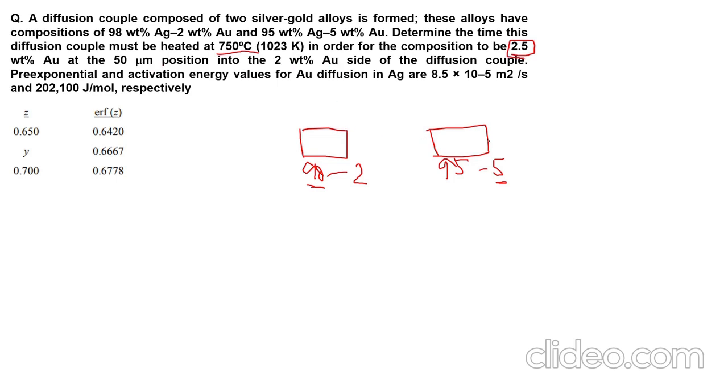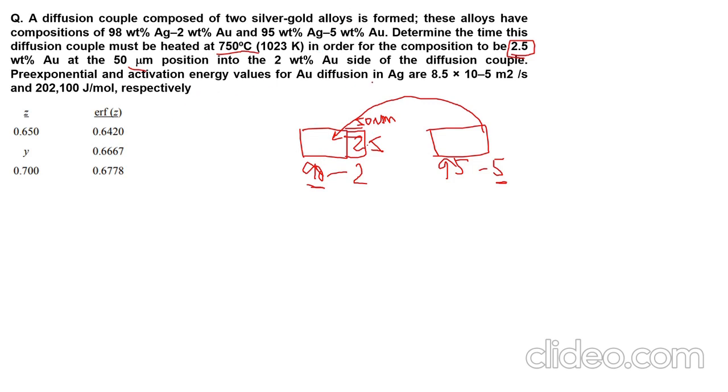Because obviously your gold atoms will be diffusing from this side to this side to form an equilibrium between the two. So you will have some intermediate composition which is here 2.5, and you want to achieve it at 50 micrometer, right? So this is your 50 micrometer. With the diffusion of the gold atoms into this alloy 1, you will have a concentration of gold somewhere in between 2 and 5, and that will be 2.5, at a position of 50 micrometer in alloy 1. So this is something that is given in the question.